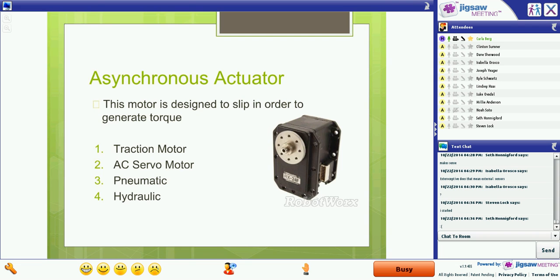They're not very strong, so they are used in applications where they don't need a large amount of force. And the last is a hydraulic actuator. A hydraulic actuator changes hydraulic pressure into torque. Hydraulic actuators are used when a large amount of force is needed, like a piston.